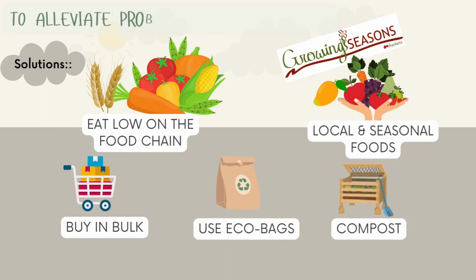Next, to alleviate food security problems, we can start by eating low on the food chain or opting for fruits and vegetables, since mass produced livestock meat costs more greenhouse gases due to its demanding feed production and processing. Next, it is wiser to also buy local foods that are in season since transporting from afar costs more fossil fuels. Furthermore, it is more efficient to buy food in bulk, to use reusable bags, and to compost biodegradable waste.